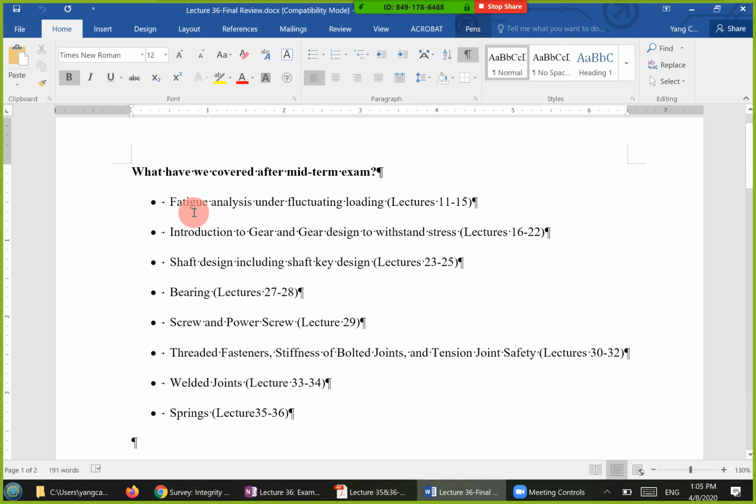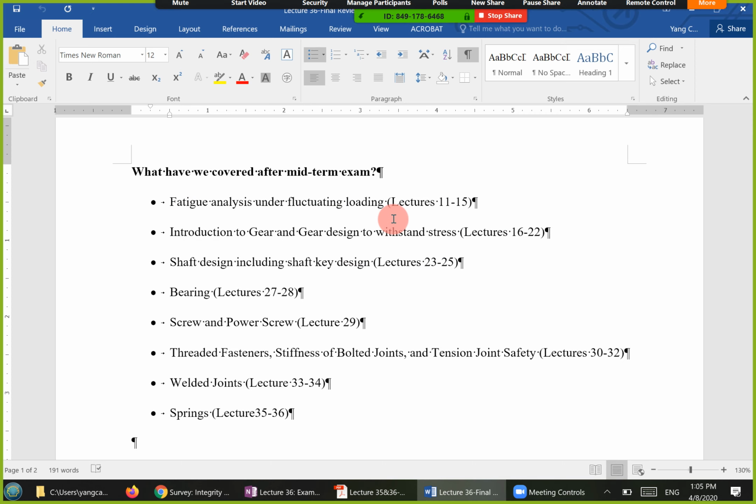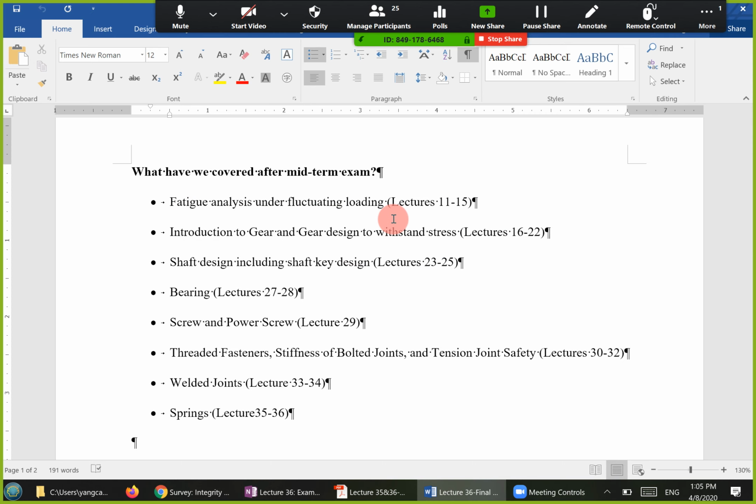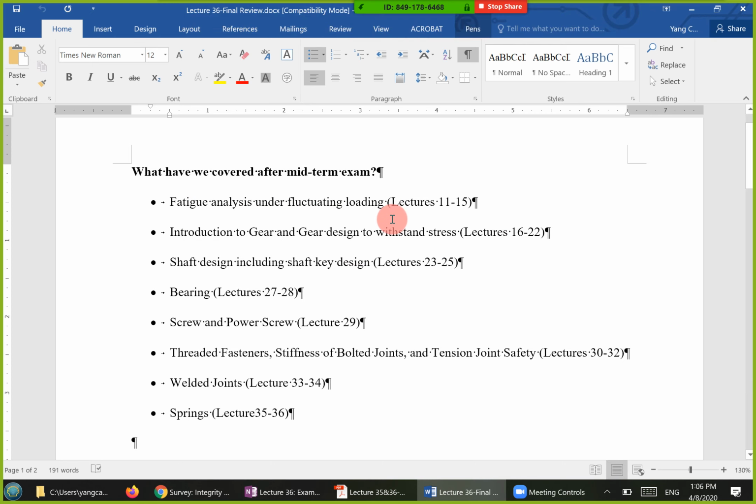After the midterm, we basically picked up on fatigue analysis. We looked at fatigue analysis under fluctuating loading and also combined loading. Right, so I should put a note here: fluctuating loading and also combined loading. This is just the theory part, right? So you can use this for many different applications.